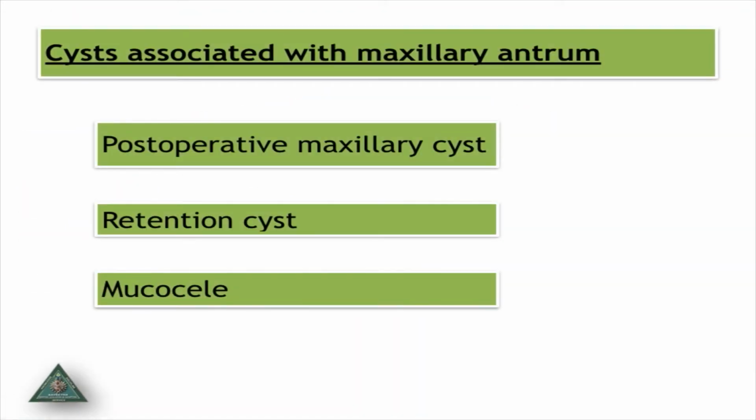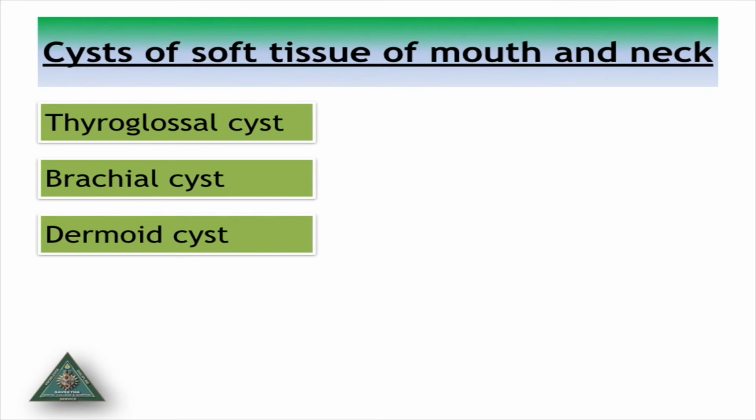And cysts of the maxillary antrum, like post-operative maxillary cyst, and retention cysts like mucosal cysts, can occur. And cysts of soft tissue in the mouth and neck regions are like thyroglossal cyst, branchial cyst, and dermoid cyst.